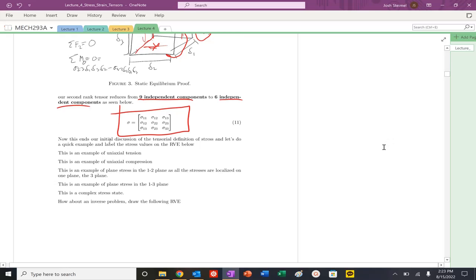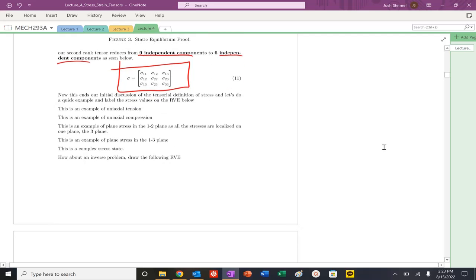So now, next time, we'll look at some examples of defining stresses with all these different notations. We've already touched on it a little bit, but we'll do some more examples next time.